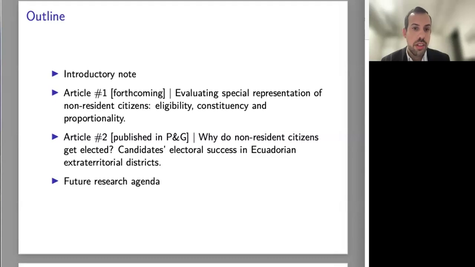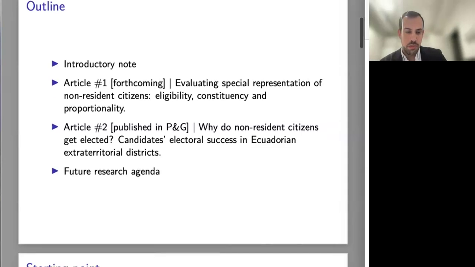Why do non-resident citizens get elected? Basically, filling the gap, or partially filling the gap, of descriptive representation associated with this provision of a special representation.